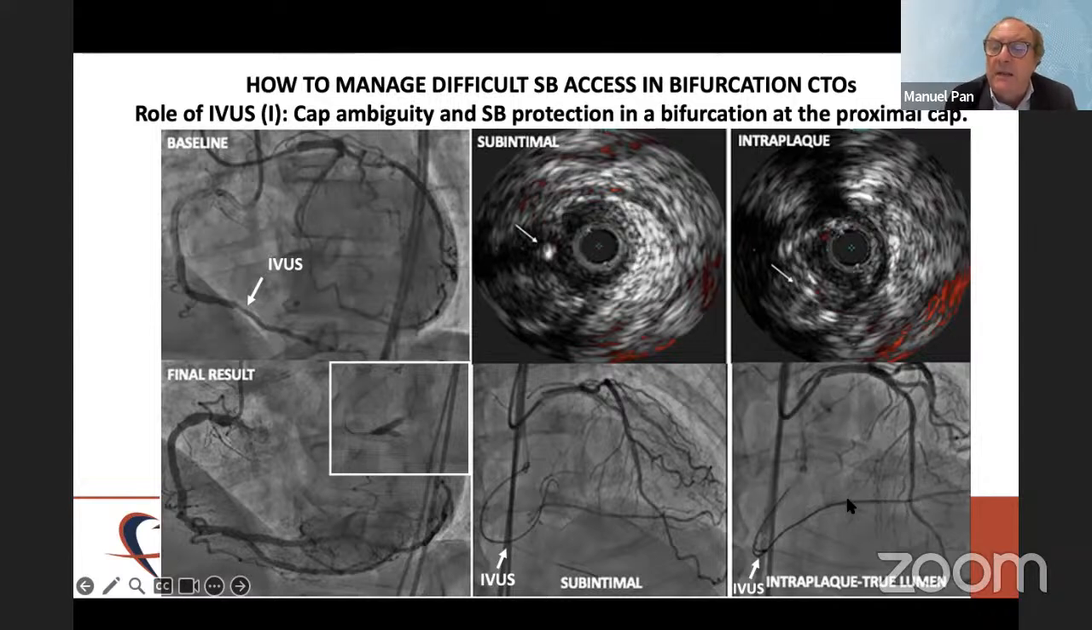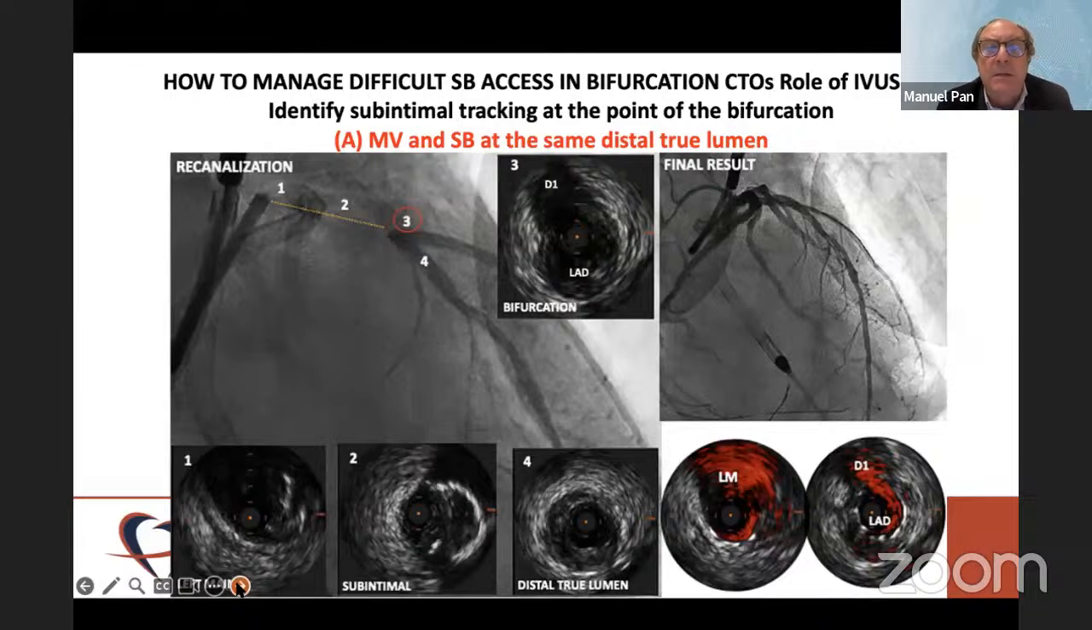After the recanalization, you continue as a normal bifurcation, and in this case, again, provisional stenting with a final kissing balloon was enough to resolve the bifurcation. This is another example in which the IVUS is useful to identify the subintimal tracking at the point of the bifurcation.